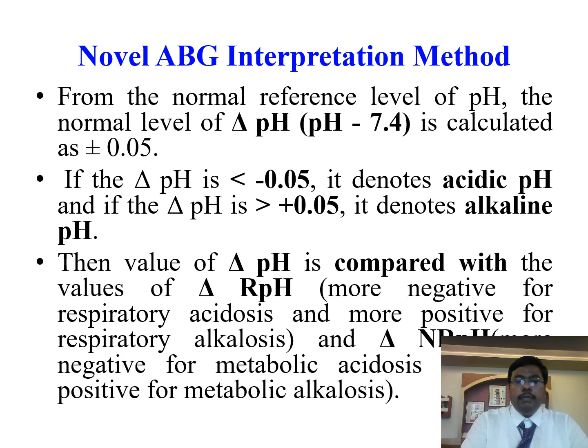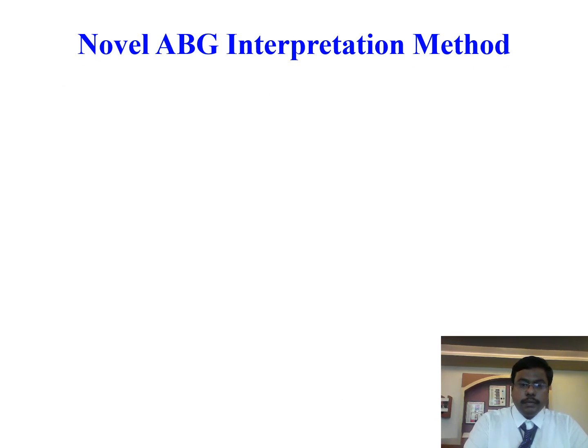Then the value of delta pH is compared with the values of delta RPH and delta NRPH, because we already discussed that delta pH is equal to delta RPH plus delta NRPH. So delta RPH is more negative for respiratory acidosis and more positive for respiratory alkalosis. Delta RPH is the respiratory component. If it is more negative, it denotes respiratory acidosis, and if it is more positive, it denotes respiratory alkalosis. Similarly, delta NRPH is a metabolic component. If it is more negative, it denotes metabolic acidosis, and more positive denotes metabolic alkalosis.